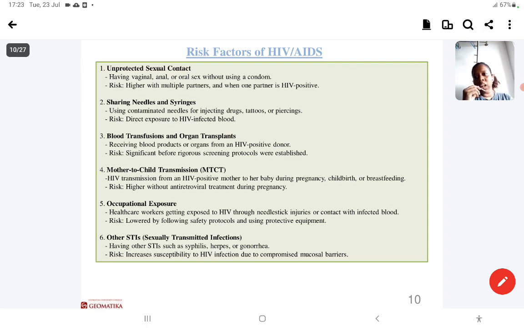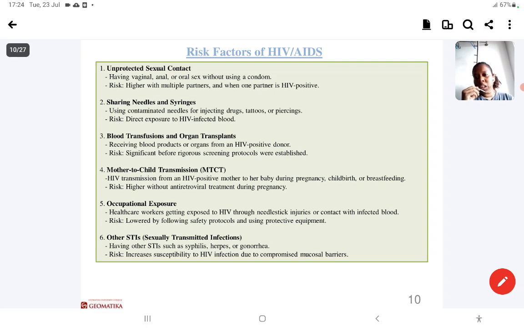The risk can be direct exposure to HIV-infected blood, through blood transfusion or organ transplant, receiving blood product or organ from an HIV-positive donor. The risk is significantly reduced as rigorous screening protocols were established. Then mother-to-child transmission, MTCT, which means HIV transmission from an HIV-positive mother to her baby during pregnancy, childbirth or breastfeeding. The highest risk is without antiretroviral treatment during pregnancy.